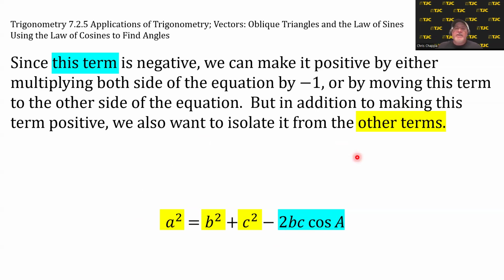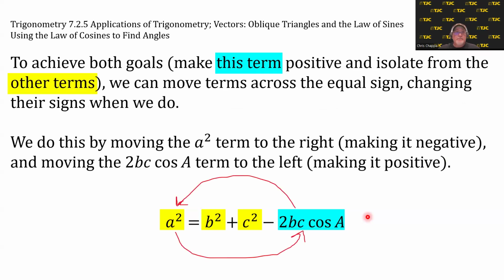But in addition to making this term positive, we also want to isolate it from the other terms. In general, algebraically speaking, to solve for something crammed inside of an equation, the first thing you want to do is isolate its term, and then you want to divide away the coefficient in front of it. Now, to achieve both goals, to make the blue term positive and isolate it from the yellow terms, we can move terms across the equal sign, changing their signs when we do.